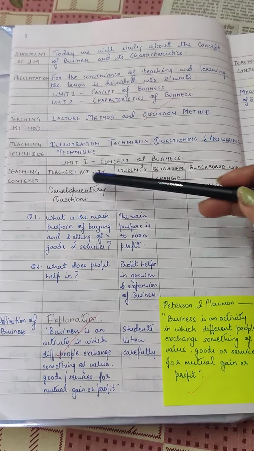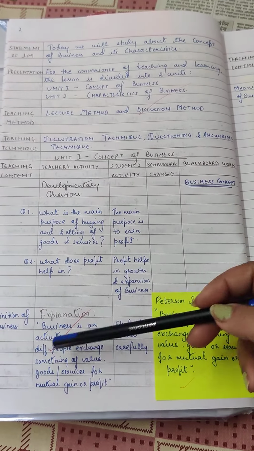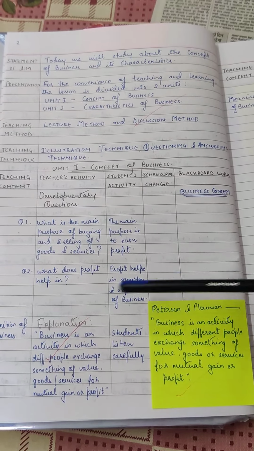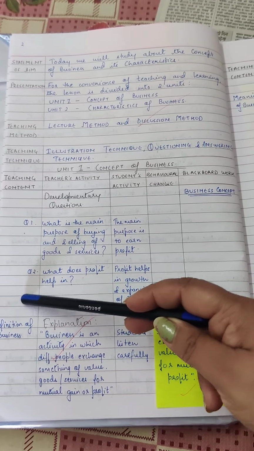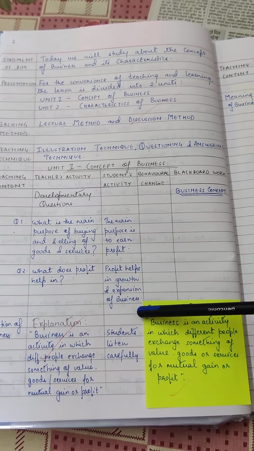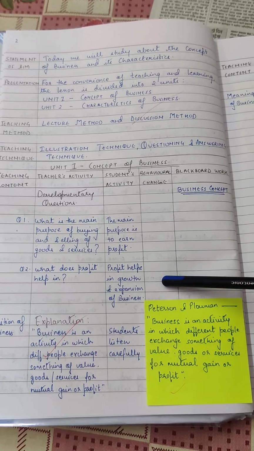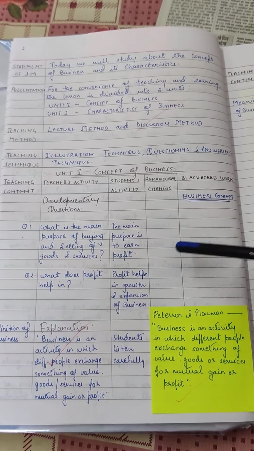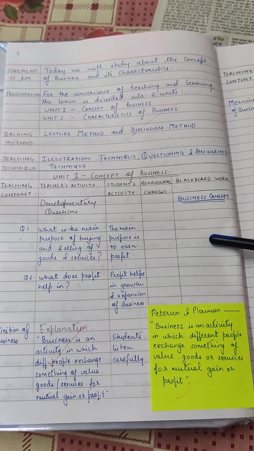Then comes unit 1, concept of business. You will draw 5 columns over here. First is teaching objective, second is teaching activity, third is students activity, then behavioral change. This is the change in students behavior while teaching, and 5th column is blackboard work.